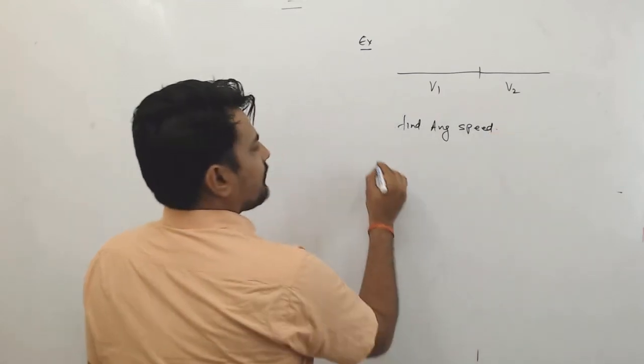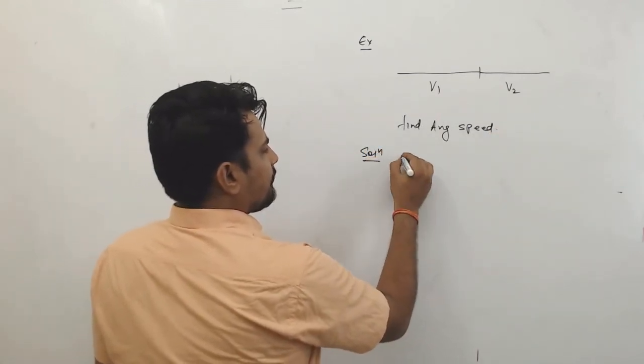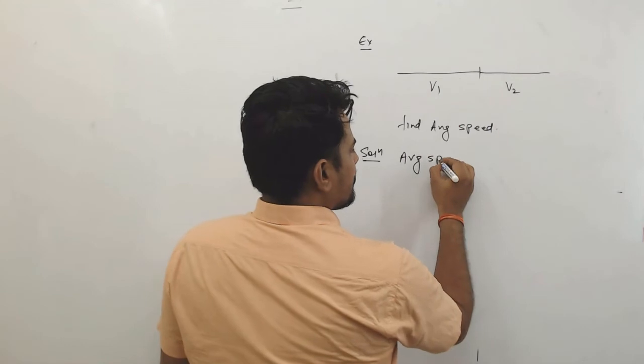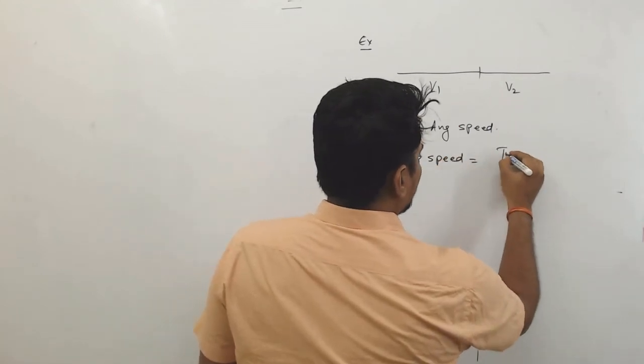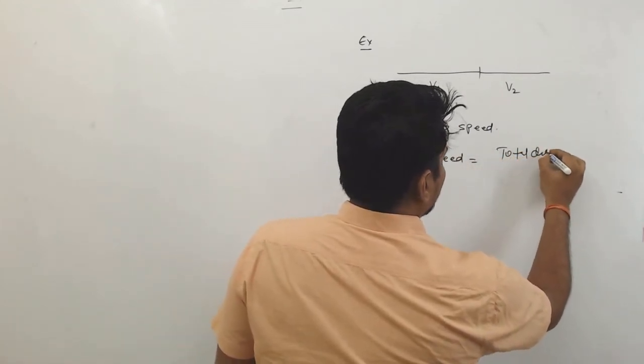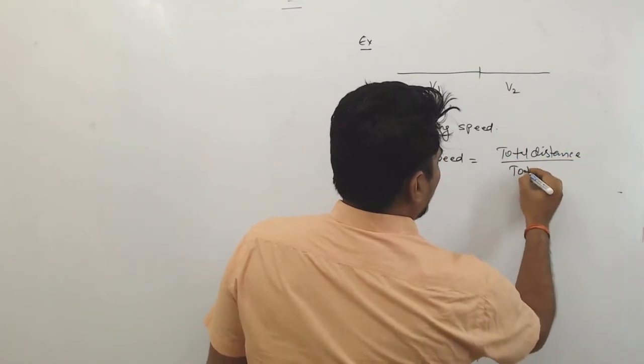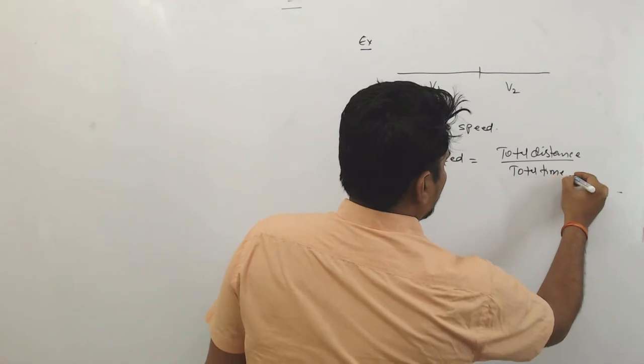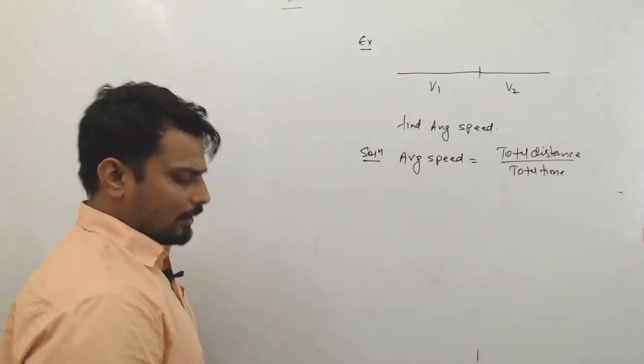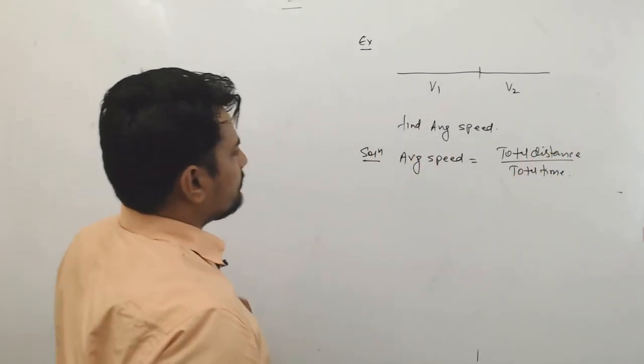अच्छी बात है, कोई दिक्कत नहीं. We know that average speed is given as what? Total distance upon the total time, and we will stick with this formula. इस definition के साथ we gonna stick and we will not go wrong at any point of time.